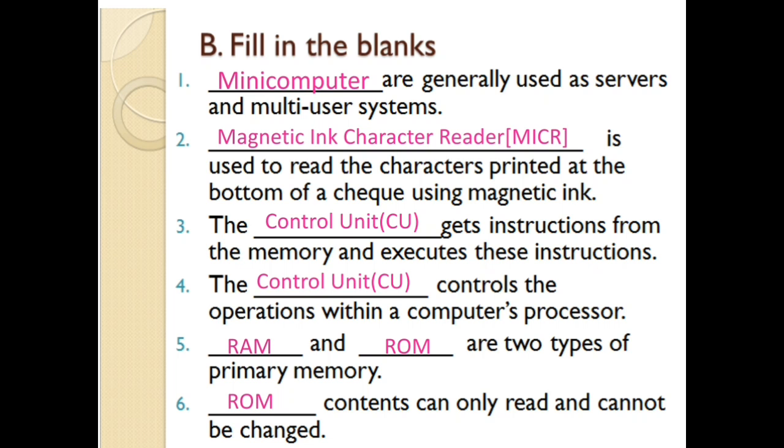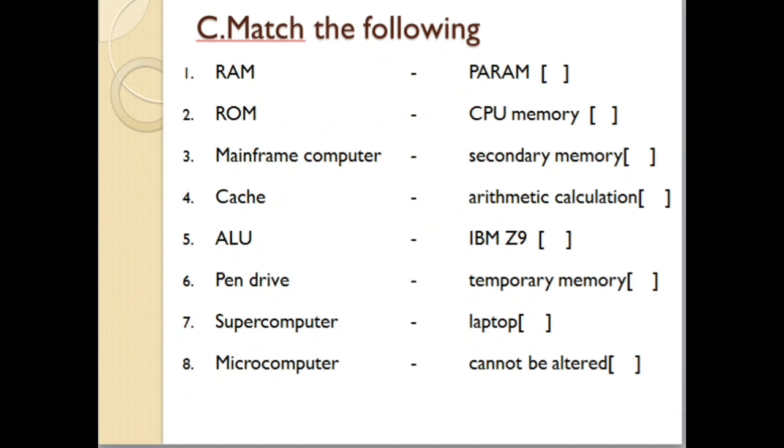Okay students, now we go for our next topic. The next one is match the following. The first one is RAM. Did you see the options? Param is one option, CPU memory, secondary memory, arithmetic calculation, IBM Z9, temporary memory, laptop, and cannot be altered. So what is the RAM option? The option is temporary memory.